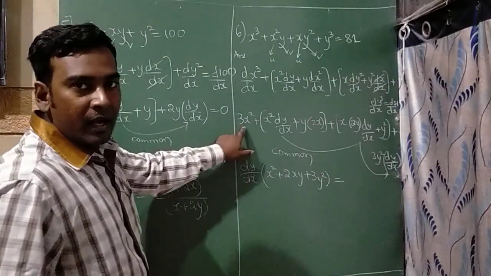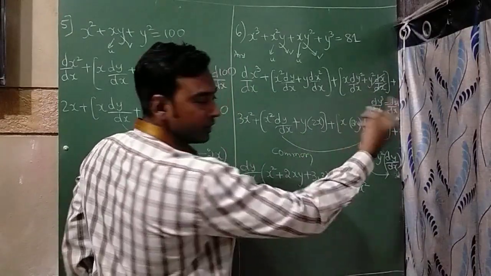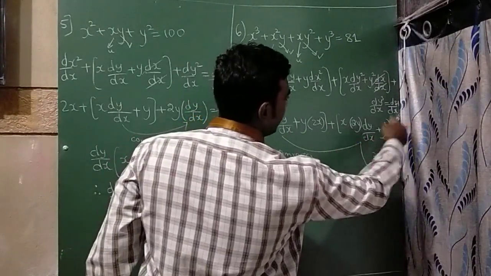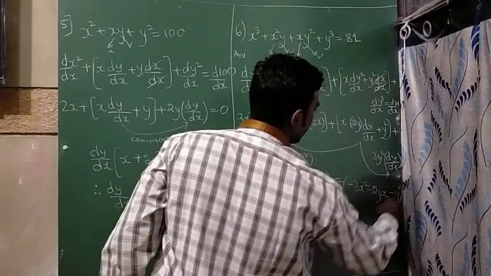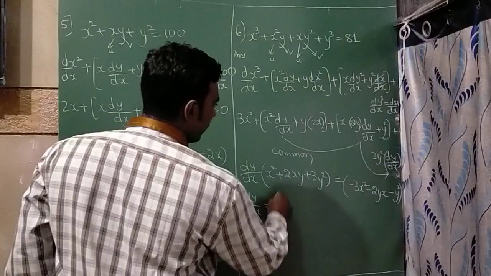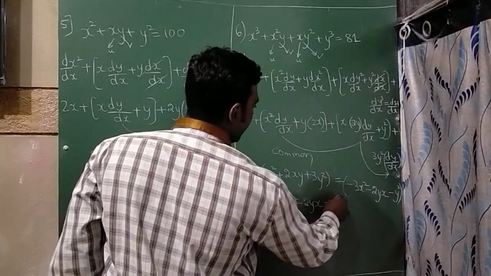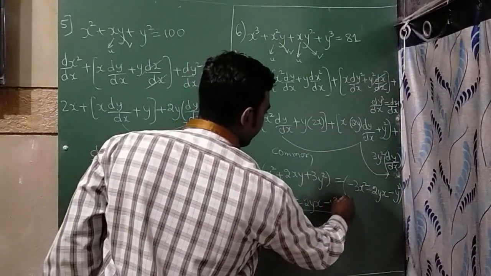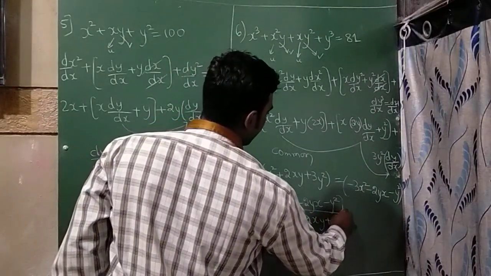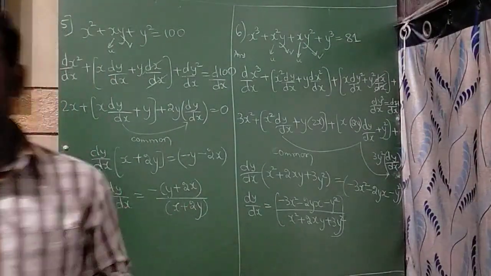Okay, now this one I am going to shift on the right hand side, so it will become minus 3x². This I am going to shift on the right hand side, so it will become minus 2yx, and this I am going to shift on the right hand side, so it will become minus y². Now dy/dx is equal to (−3x² − 2yx − y²) divided by (x² + 2x + 3y²). This is your final answer. Okay, let us go to the seventh question.